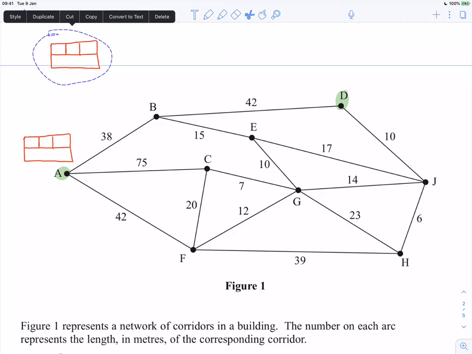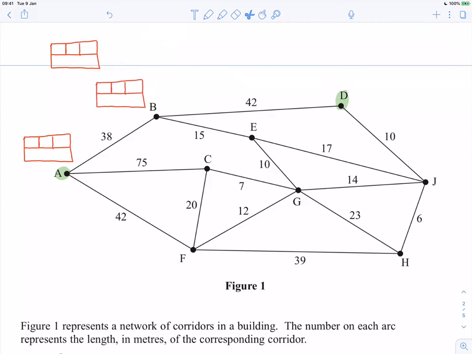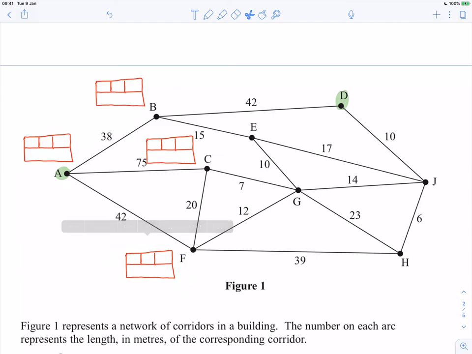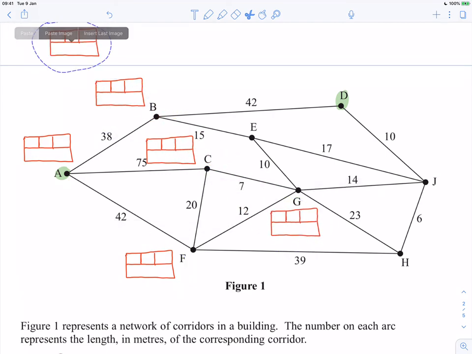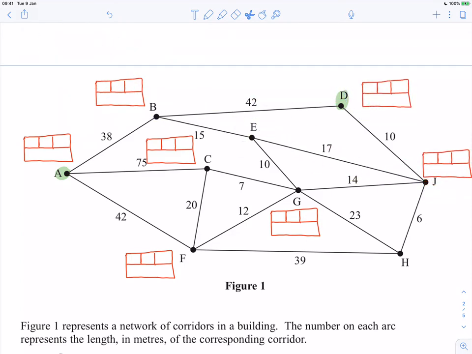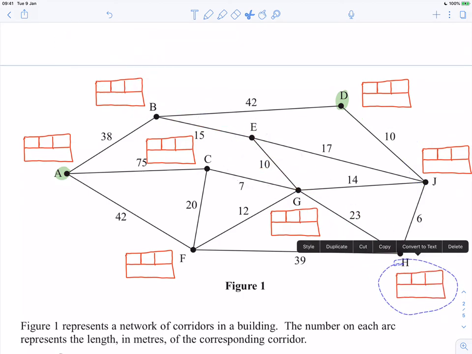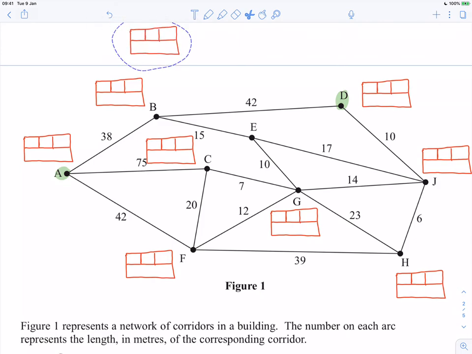Now with this box, you need to have it for each one of the letters. So there's one for B, there's one for C, there's one for F, there's one for G, there's one for D, there's one for J, and here's one for H. Now, there needs to be one for E as well, like that. Right, have I got all the nodes?